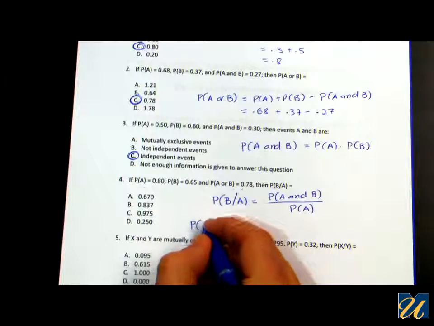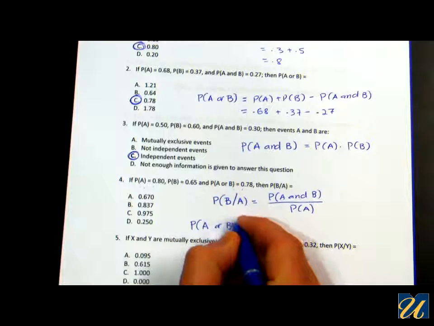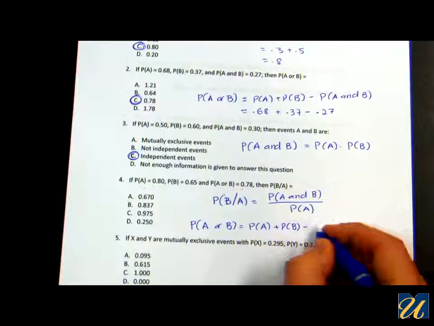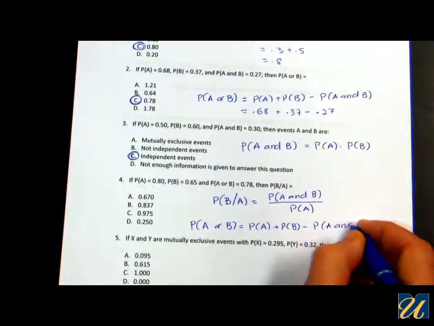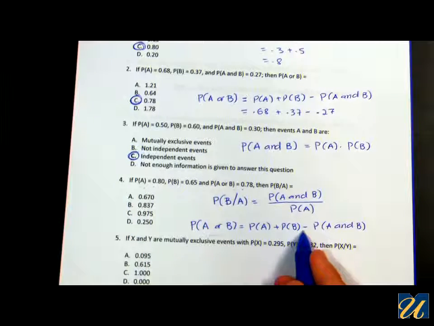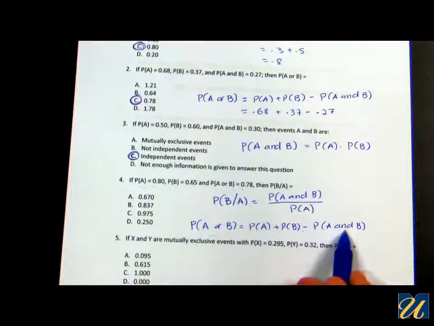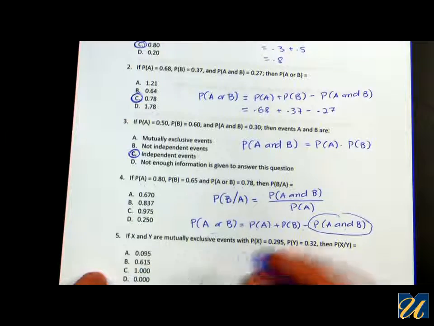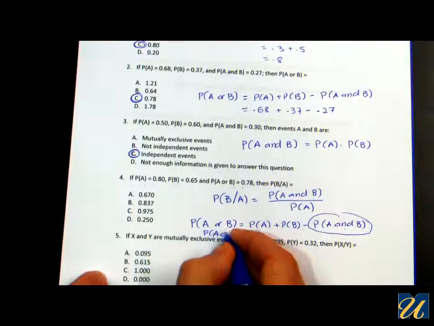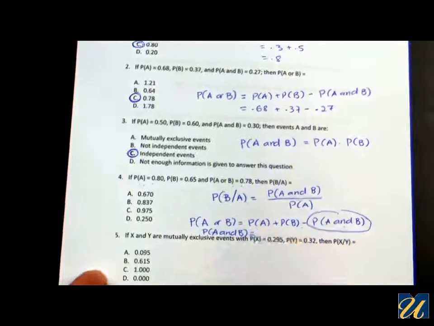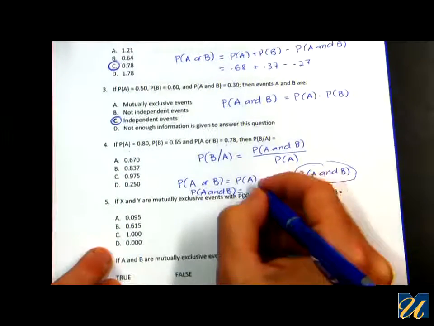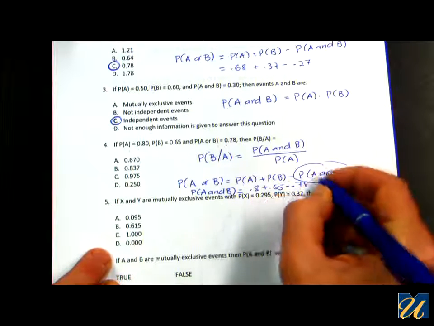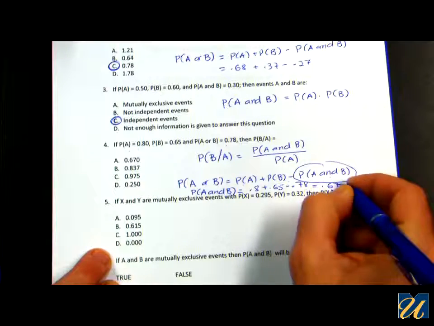You will follow the probability of A or B is equal to probability of A plus probability of B minus probability of A and B. And from this formula, if you notice, you have 3 out of the 4 probabilities. So you will solve for the unknown, which is probability of A and B. In this case, probability of A and B, therefore, will be equal to 0.8 plus 0.65 minus 0.78, which is equal to 0.67.